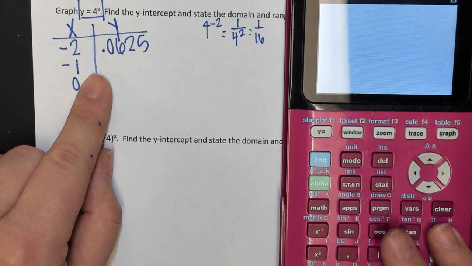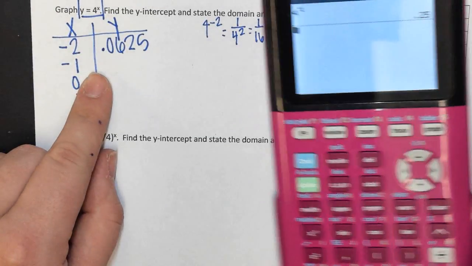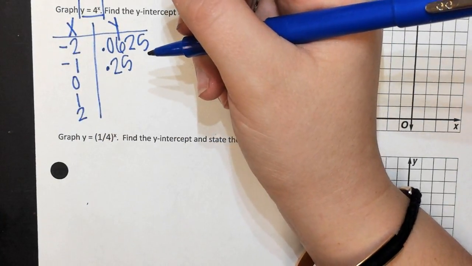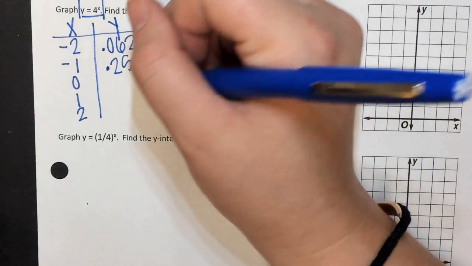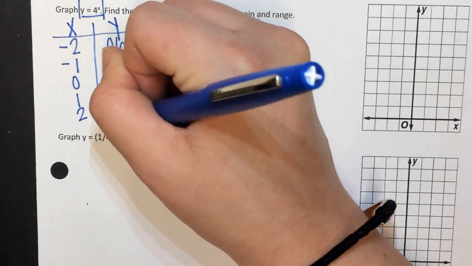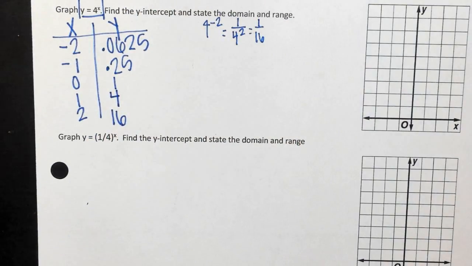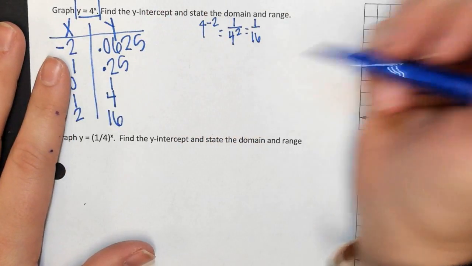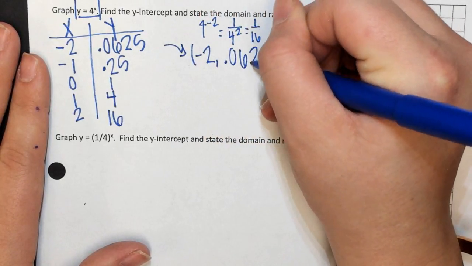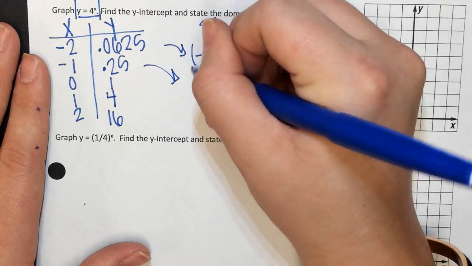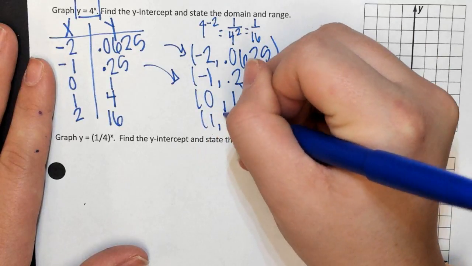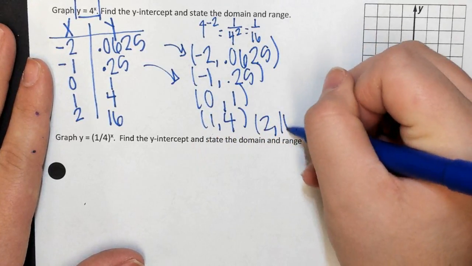Let's plug in everything else. 4 raised to negative 1 is 0.25. The rest of these you should not have to plug into your calculator. 4 raised to 0, 4 raised to 1, 4 squared. So you just made 5 ordered pairs. You don't have to write them out, but if you wanted to, this would be negative 2, comma, 0.0625. This would be negative 1, 0.25, 0, 1, 1, 4, and 2, 16.